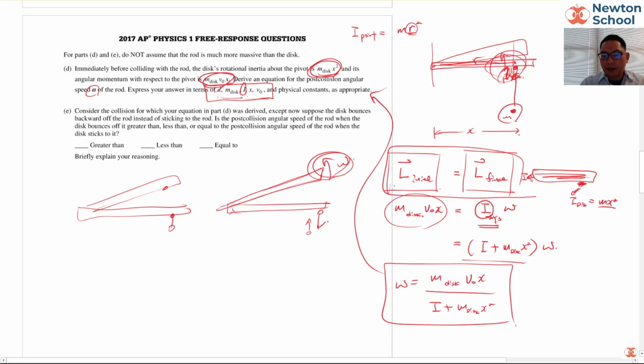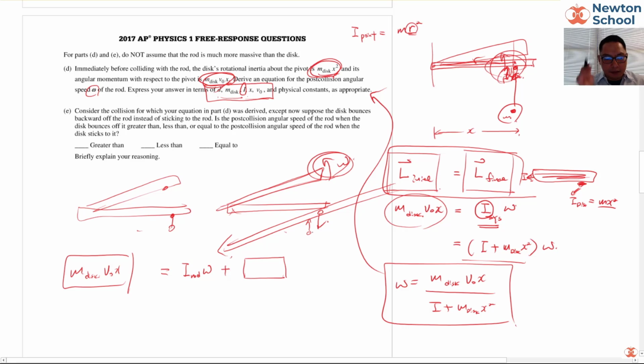You have m disk v naught x as the initial momentum, which is the same for both cases, equals your final momentum, which is I rod omega plus the angular momentum of the disk itself. The first case was moving together, so it's I of the rod omega plus I of the disk, which was mx squared omega, because they are the same. So that's what this omega was. Remember, we factored I rod.